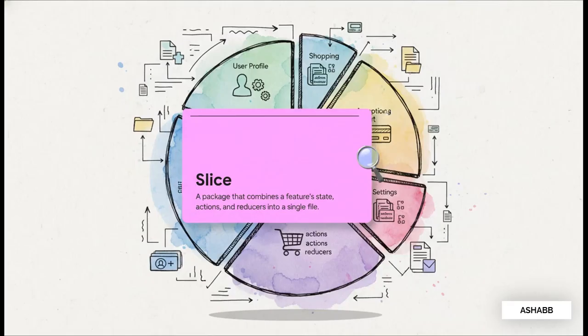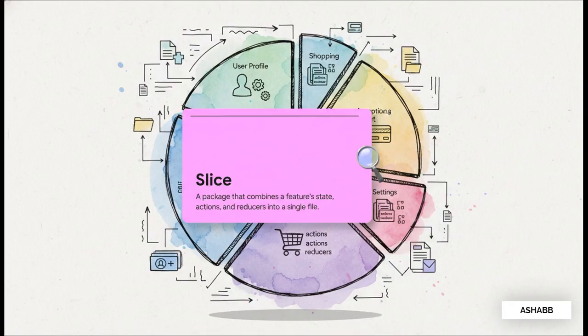And that brings us to the final big win, the slice. So instead of having a folder for your actions and another for your reducers, a slice just bundles all the logic for a single feature, like, say, a user profile or a shopping cart, into one file. You can think of your app's state like a pie. Each slice is just one self-contained piece of that pie, which makes your code incredibly organized and so much easier to navigate.